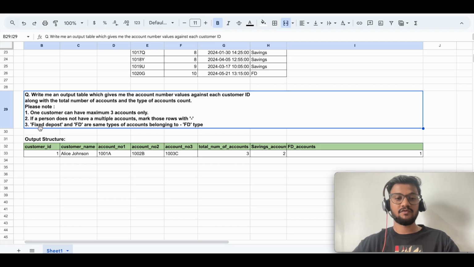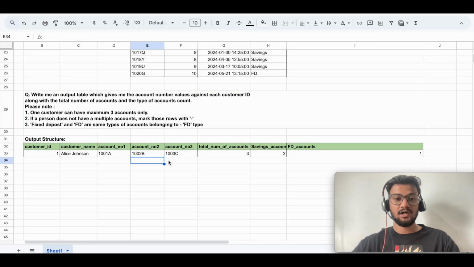Now there are three important things which we will need to ask the interviewer. First, how will we know how many accounts relate to each customer? It is already mentioned as a threshold that one customer can have a maximum of 3 accounts. It might happen that one customer has 3 accounts, while another customer has just 1 or 2 accounts. So what in case we have just 1 account? Should this be blank? Should this have some values? We will ask this question as well.